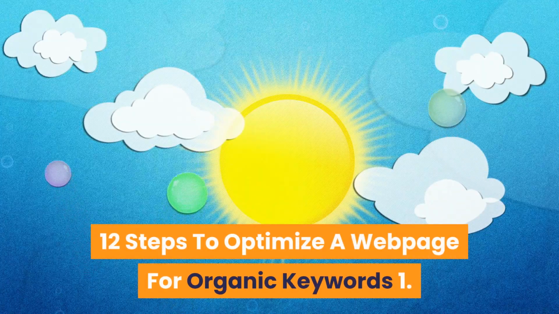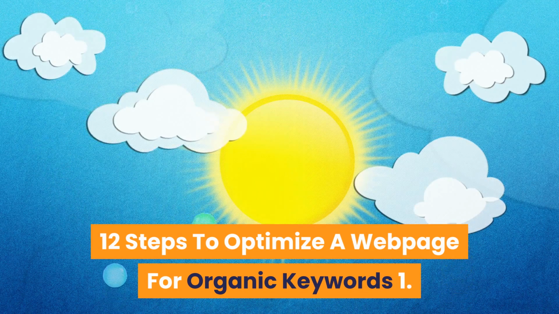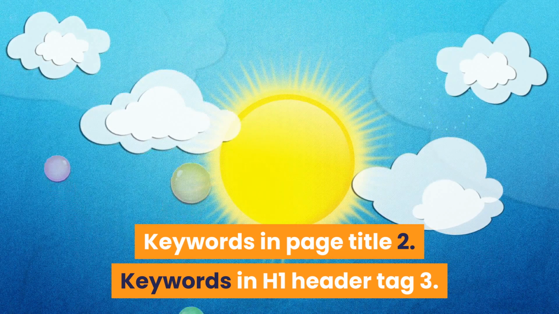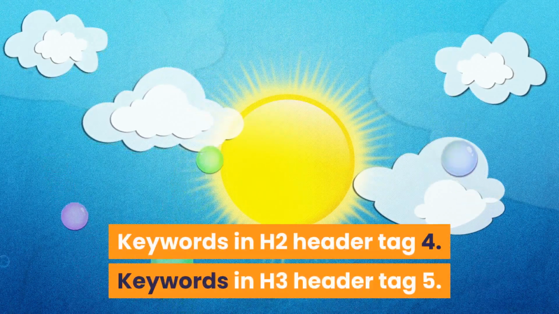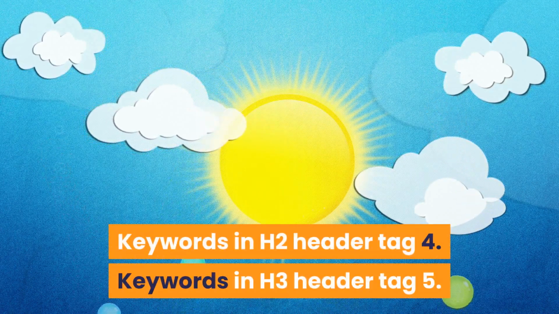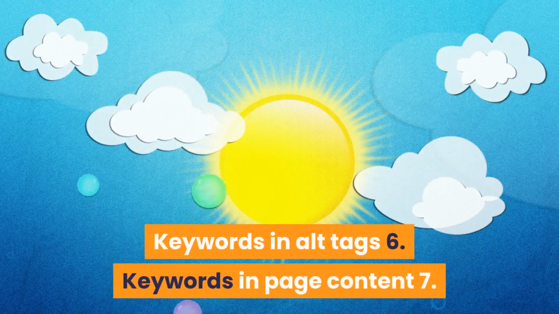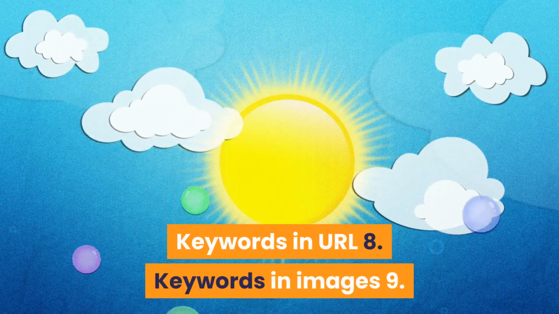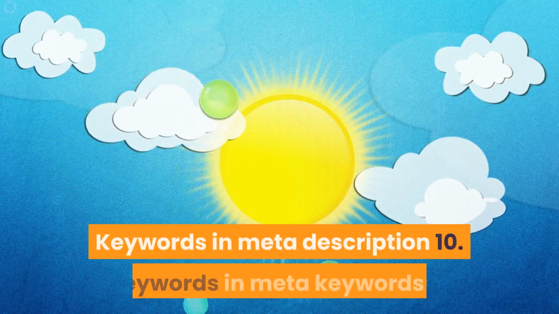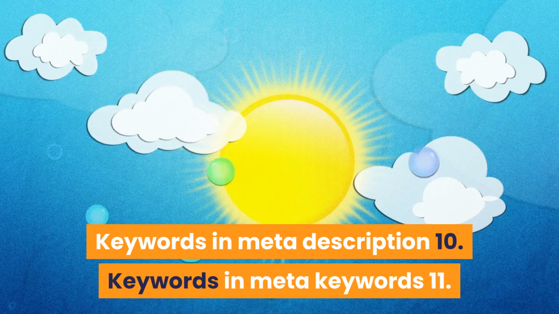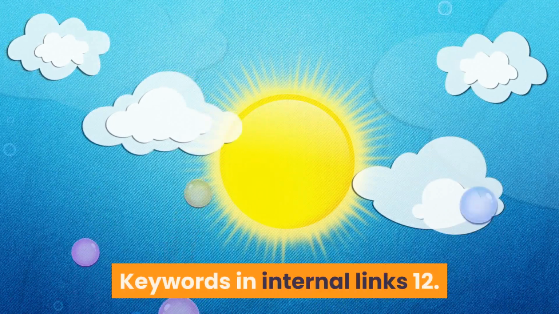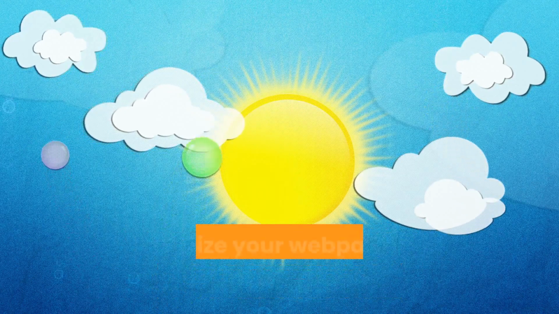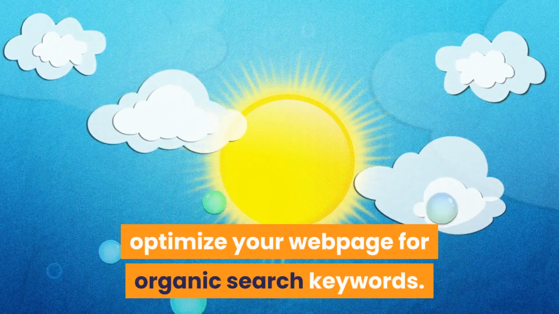12 steps to optimize a web page for organic keywords. 1. Keywords in page title. 2. Keywords in H1 header tag. 3. Keywords in H2 header tag. 4. Keywords in H3 header tag. 5. Keywords in alt tag. 6. Keywords in page content. 7. Keywords in URL. 8. Keywords in images. 9. Keywords in meta description. 10. Keywords in meta keywords. 11. Keywords in internal links. 12. Keywords in external links. Use these 12 steps to optimize your web page for organic search keywords.